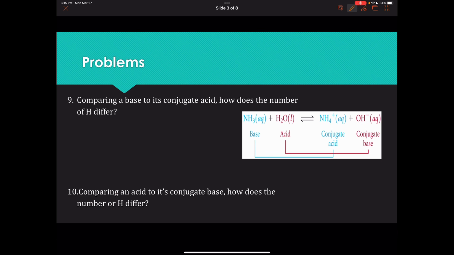If we're going to compare a base to its conjugate acid, we're asked how the number of hydrogens differs. So we're comparing NH3 to NH4 plus. I have 3 hydrogens, and then I have 4 hydrogens. The original base has 1 less hydrogen than its corresponding conjugate. So the original base will always have 1 less hydrogen than its corresponding conjugate acid.